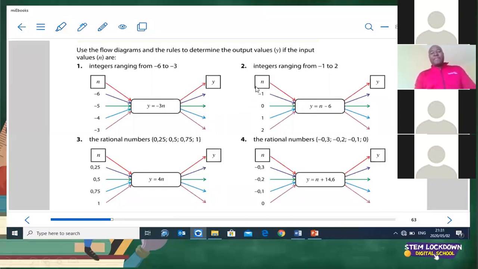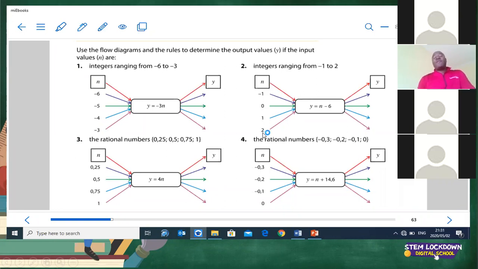And the next one here, integers are ranging from -1 to 2. What does that mean? This means you have -1, 0, 1, and 2. So those are the integers. It's a set of negative and positive numbers. Now the integers run from -1, 0, 1, and 2.